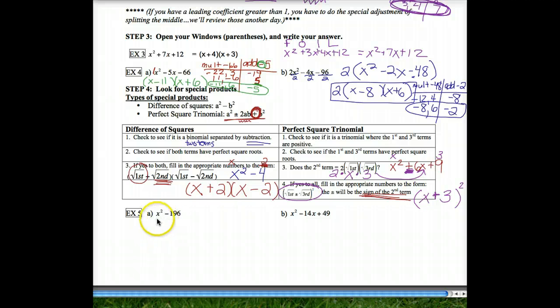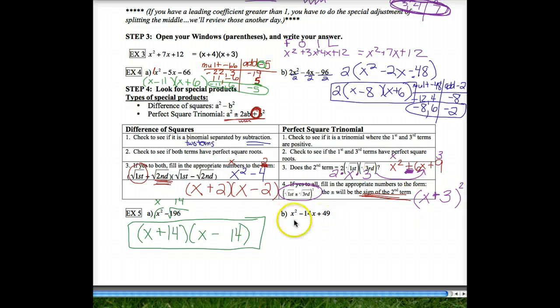All right, so on example 5, I see that this is a binomial. So I'm checking for a difference of squares because those are the only ones that have 2 terms. I check to see if both terms have perfect square roots. So square root of x squared is x. Square root of 196 is 14. So now I say yes. It was a yes to question 1 and question 2, so I'm going to fill it into my 2 parentheses. Square root of the first goes in the front. Square root of the last goes in the back. 1 gets a plus sign, 1 gets a minus sign, and we are done.